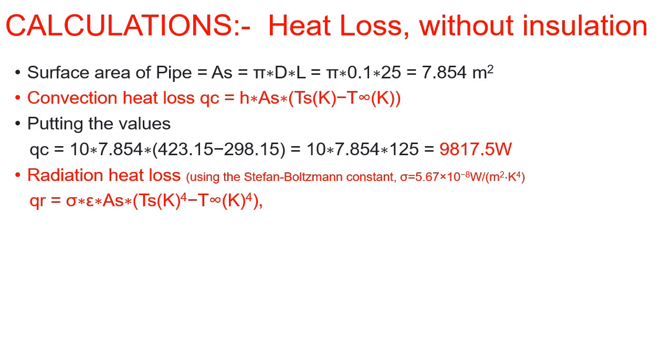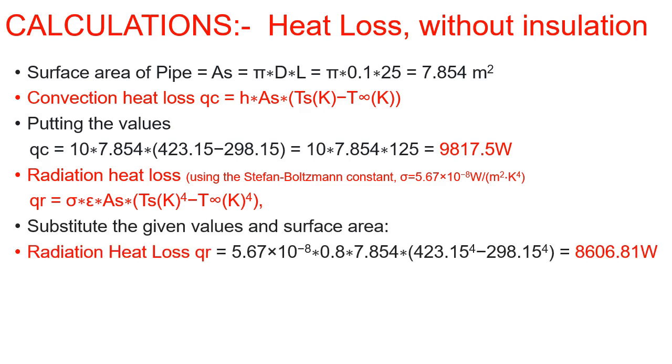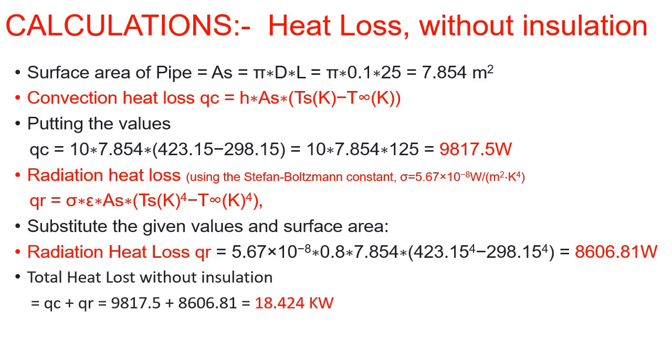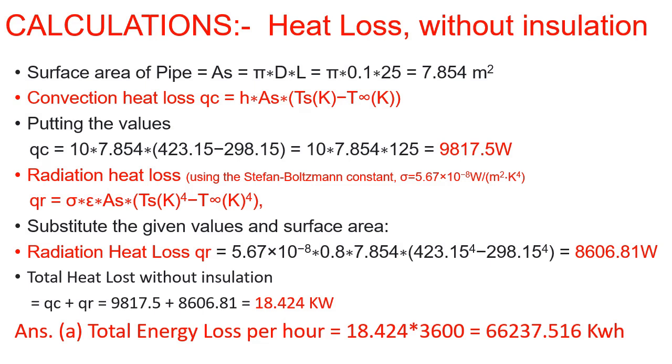So the convection heat loss, as per the formula, Qc is equal to h into As into (Ts minus T alpha). If you put in the values, you get Qc as 10 into 7.854 into (423.15 minus 298.15). That comes out to be 9817.5 watts. This is the convection heat loss.